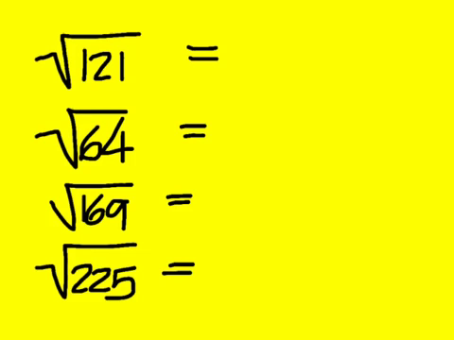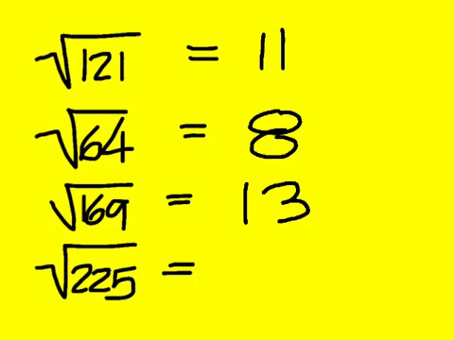Example problem number 1. The square root of 121. Does anybody know that right offhand without using a calculator? 11. Yeah, it should be 11. And remember these for future use because they don't go away. You shouldn't have to compute these more than once or twice. You should know them by heart after a couple of times of using them. Square root of 64. 8. Square root of 169. 13. And square root of 225. 15, yes.